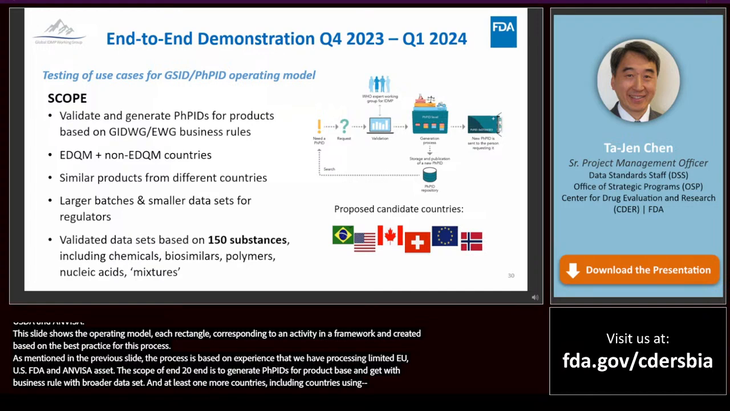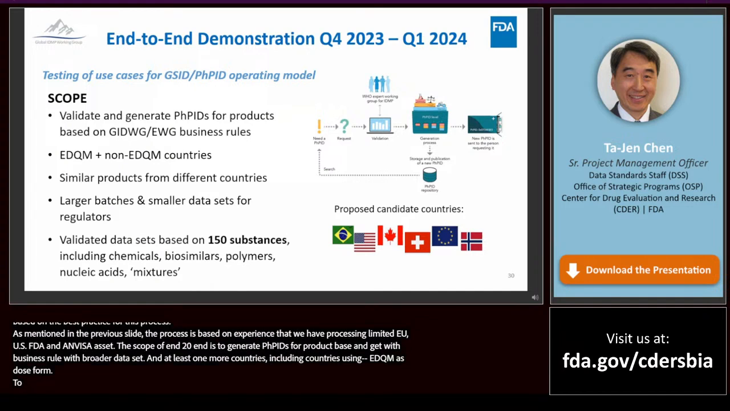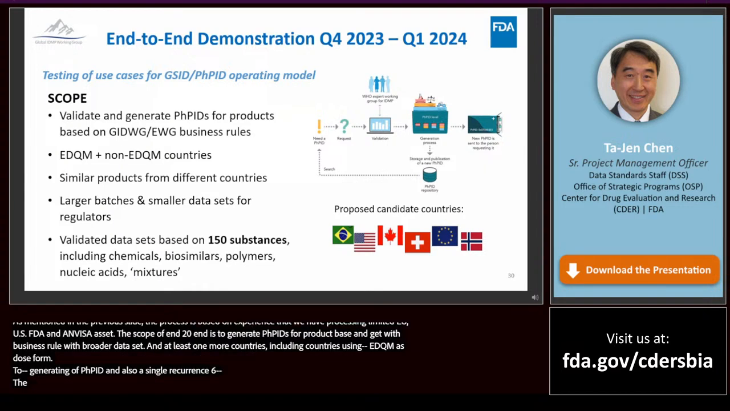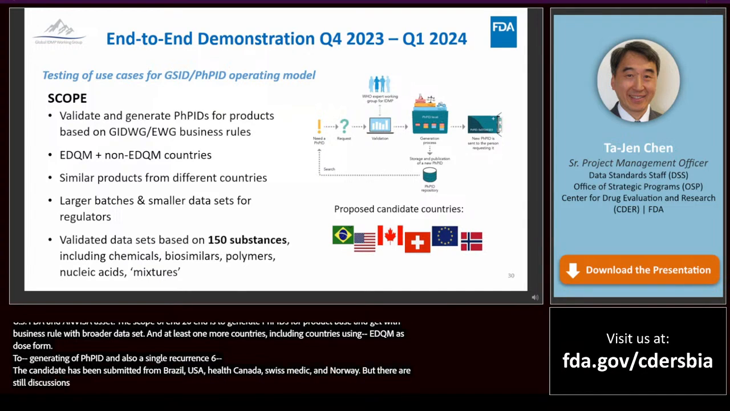To test large batch loading and generating of PHPID, and also small batch or a single request of PHPIDs. The candidate data set for the testing has been suggested to be submitted from Brazil, USA, Health Canada, Swissmedic, EMA, and Norway, but there are still discussions to include data set from Japan or Korea.